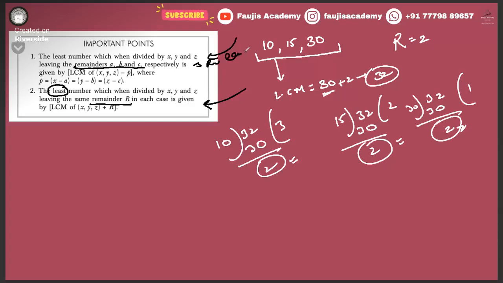This is the easier case. There are tough cases as well, which we'll study when they come into the picture. For example, where the difference is not common. Now I'm saying there is a number which when divided by 10, 15 and 30 leaves remainders 3, 4 and 5. What will you do in that case? That case has to be worked slightly differently.